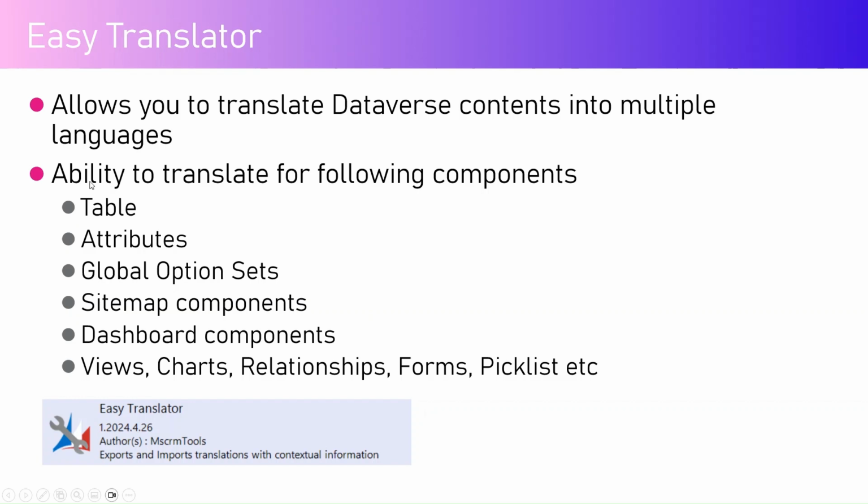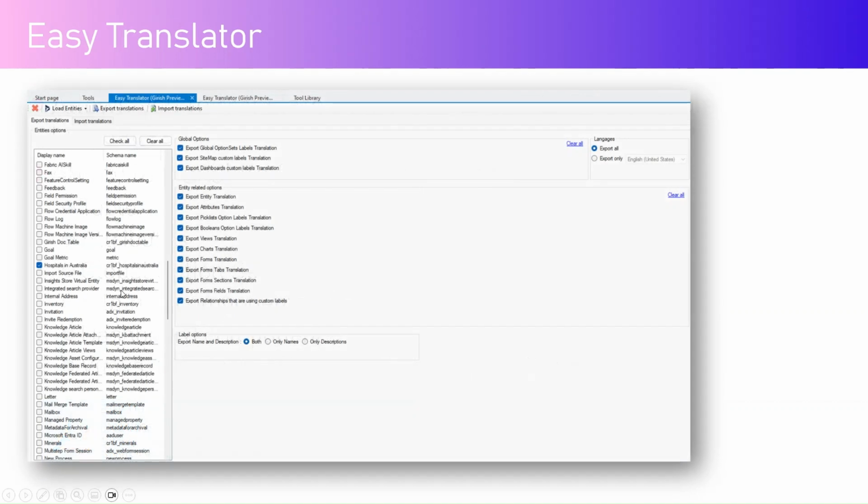What it does is convert into different languages. It has an ability to translate the following components: tables, attributes, global option sets, sitemap components, dashboard components, views, charts, relationships, forms, picklists, multiple things. This has been created by MSCRM Tools, an author who has contributed in building this tool named Easy Translator. Now this is how the tool will look like.